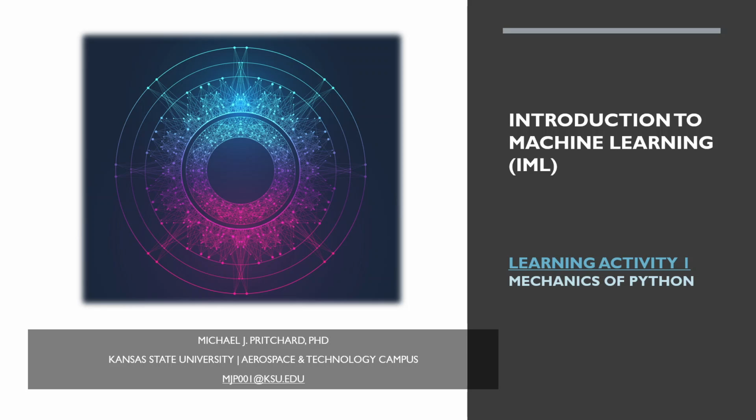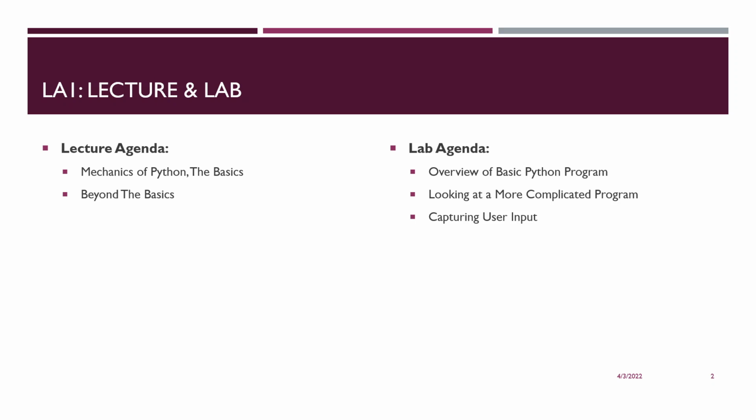We're going to go ahead and jump into what we're going to focus on in the lab. We're going to cover at a high level what it is we're going to do, which is Mechanics of Python. We're going to cover the basics, talk about what a Python program looks like, as well as beyond the basics, in terms of what more complicated Python programs look like. So in the lab, we'll do an overview of exactly that, give you a feel and a flavor for what that looks like.